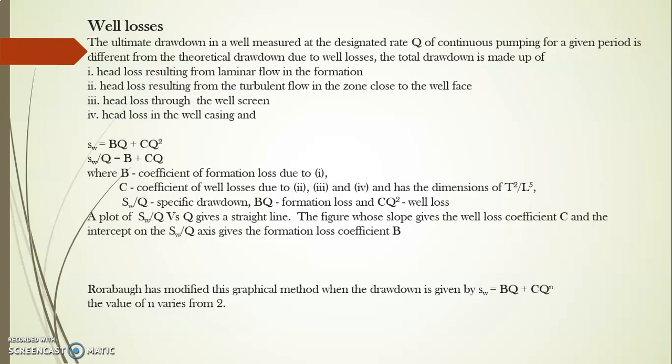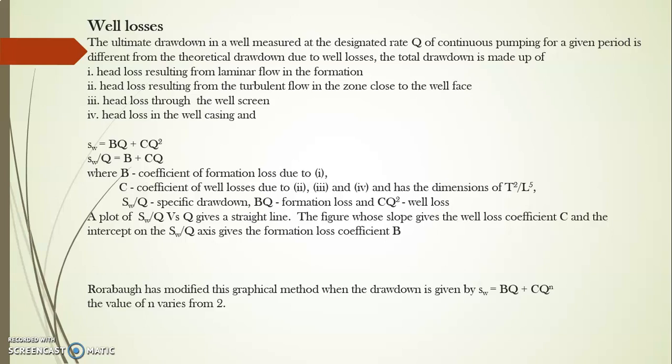B is the coefficient for formation loss due to the 1, and C is the coefficient of well losses due to 2, 3 and 4, and has dimensions of T square by L power 5. Sw by Q equal to specific drawdown, and BQ is the formation loss and CQ square is the well loss.